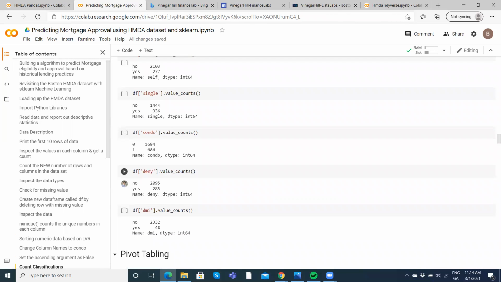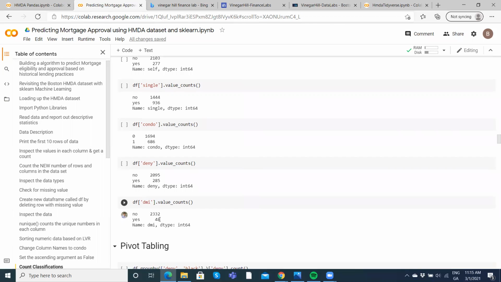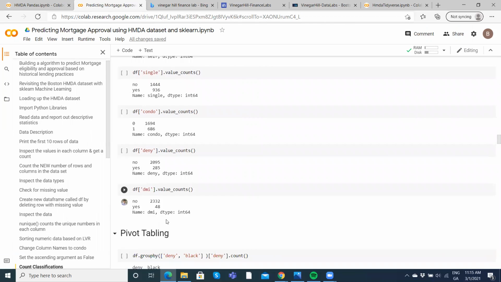The 2,095 were approved. So not denied means approved. So the bulk of people are approved their mortgage application, but there is a group of 285 who are denied mortgage. And then out of the 2,380, there's 2,332 who were not denied mortgage insurance. That means they were eligible or accepted for mortgage insurance. Only 48 were denied mortgage insurance.